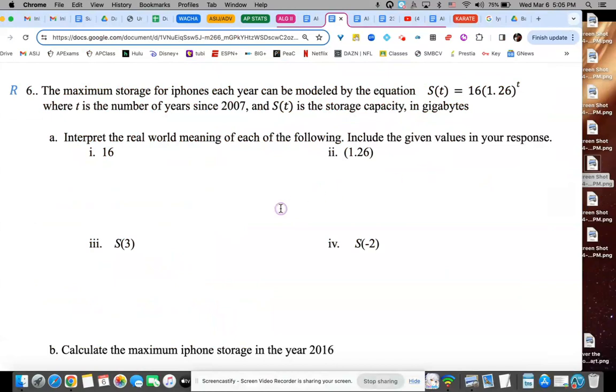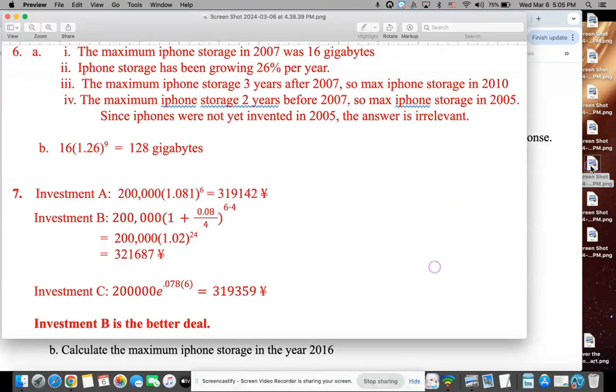Oh, you really should solve for that and get a number, but it would be 3 years since 2007. So in 2010, that's what the storage capacity represents, right? This one is a negative X, so that means a negative time. That means 2 years ago, like in 2005, that would be the storage capacity back then. So here's the answers. You can read through there, just pause it, or look at the bottom of your paper.